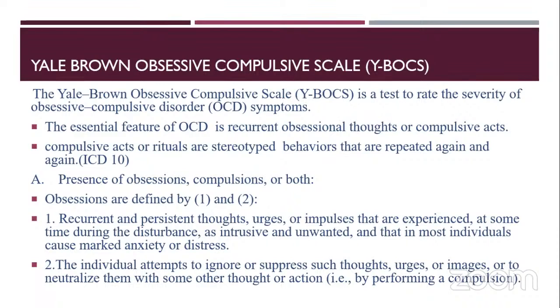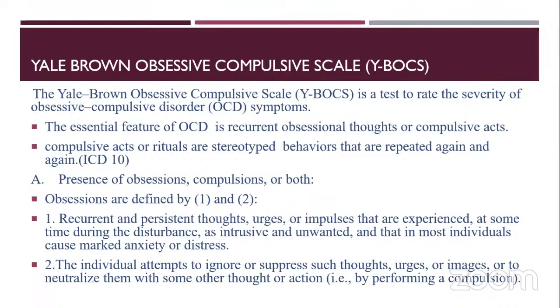So the Yale-Brown Obsessive Compulsive Scale is mainly known as Y-BOCS. It is very famous, actually, and used in clinics. It is related to obsessive compulsive disorder and is used to rate the severity of OCD symptoms. The essential feature of OCD is that we will have recurrent obsessional thoughts or compulsive acts, that means compulsive acts or rituals that are stereotyped behaviors. So the rituals will be repeated again and again.